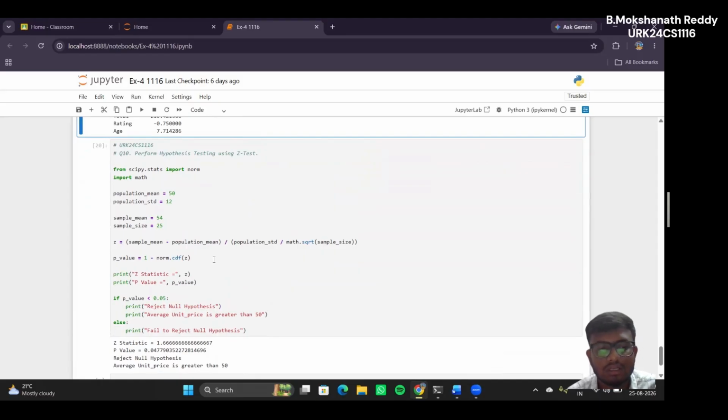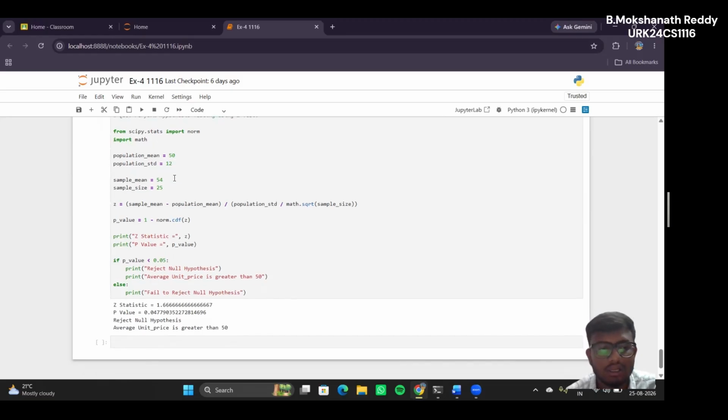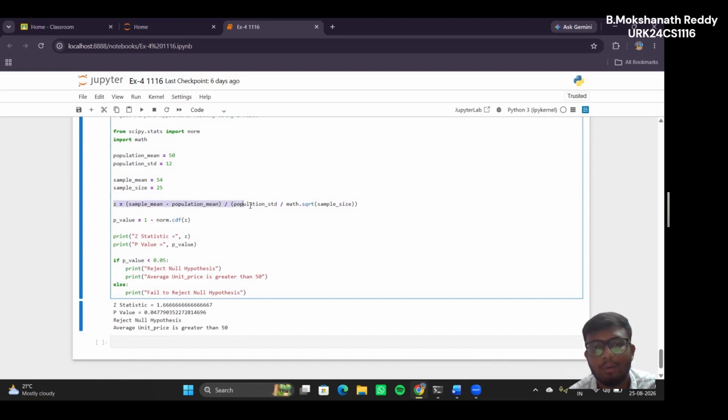The average unit is claimed to be 50 units. They have given a population mean equal to 50 and population size 20. Population standard deviation is 12, sample mean is 54, and sample size is 25. Next, we know the Z value. This is the formula: sample mean minus population mean, divided by population standard deviation divided by the square root of n. The math.sqrt is the basic command.